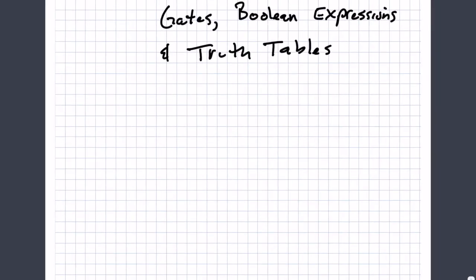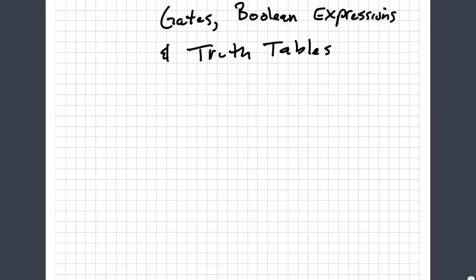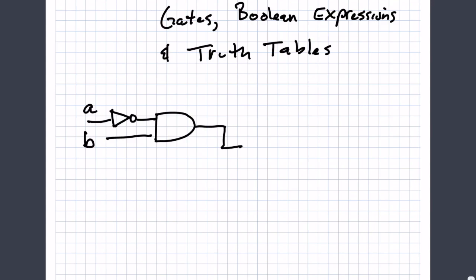Okay, this short video is on gates, Boolean expressions, and truth tables. All right, so let me just start with a pretty simple example. Let's say we have an AND gate and an inverter. We put a variable A into here. We'll put B into here. And we'll take that output and put that together with an exclusive OR, and take the variable C and look at the output F.